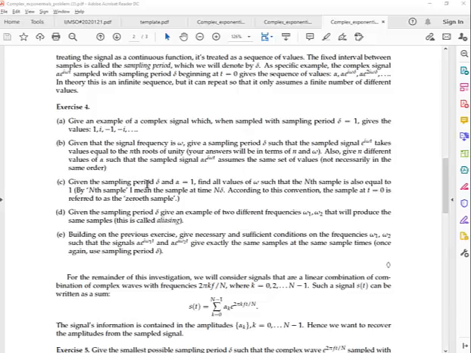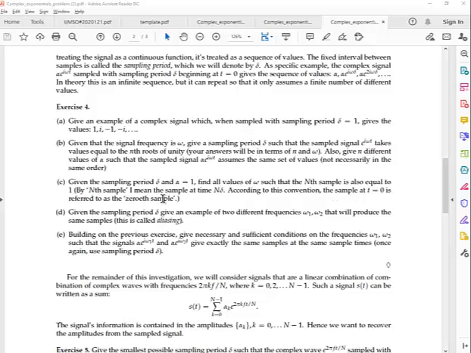C, given the sample period delta and alpha equal 1, find all values of omega such that the nth sample is also equal to 1. Now notice, by nth sample, I mean the sample at time n delta. According to this convention, the sample at time t equals 0 is referred to as the 0th sample.